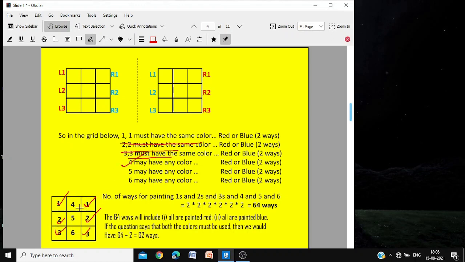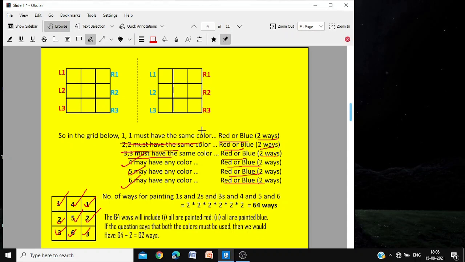4 may have any color. The middle 5, of course, it is in the center, may have any color. And 6, in the middle, may have any color. So 1, 1 may have red or blue. That means 2 ways, either red or blue. 2, 2, red or blue, again 2 ways. 3, 3, red or blue, 2 ways. The numbers 4, 5 and 6 may be red or blue, 2 ways each.